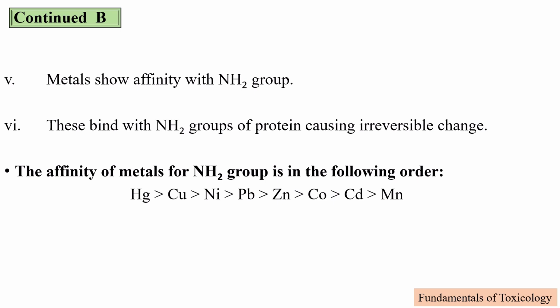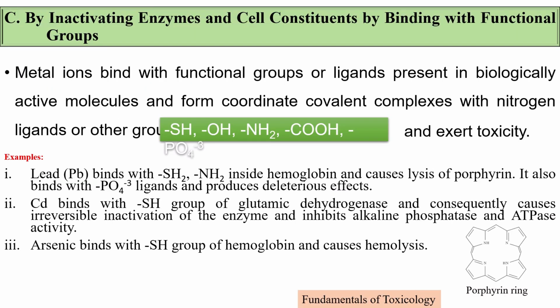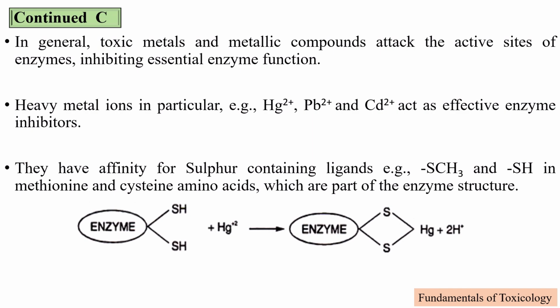Coming to the third point, metals cause toxicity by inactivating enzymes and cell constituents by binding with functional groups. Metal ions bind with functional groups or ligands present in biologically active molecules and form coordinate covalent complexes with nitrogen ligands or other groups. Examples: lead, Pb, binds with SH and NH2 inside hemoglobin and causes lysis of porphyrin. It also binds with PO4-3 ligands and produces deleterious effects.